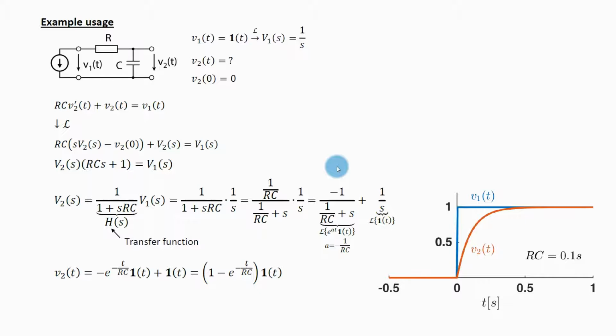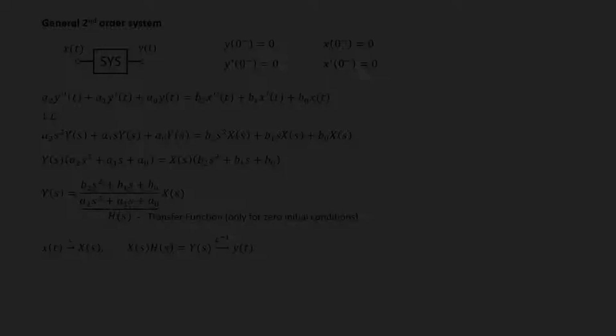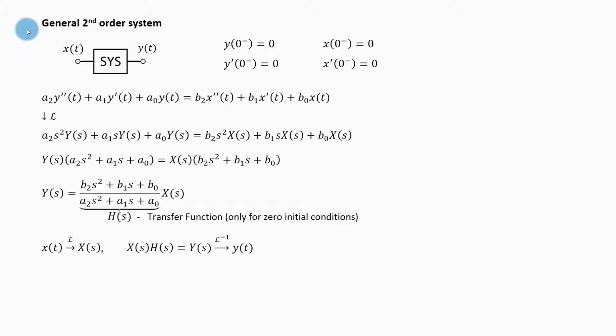Now let's take a look at how we do it for a general second order system. On this slide I have an analysis of a general second order system described by an ordinary differential equation with constant coefficients. For simplicity I assume that the initial conditions are 0. Before time 0 everything is switched off and stuff happens only at time 0 and after. Now this is my differential equation, and to solve it I will apply the Laplace transform to this equation.